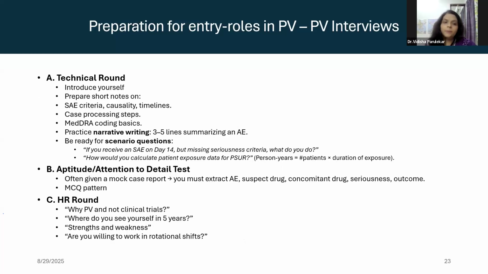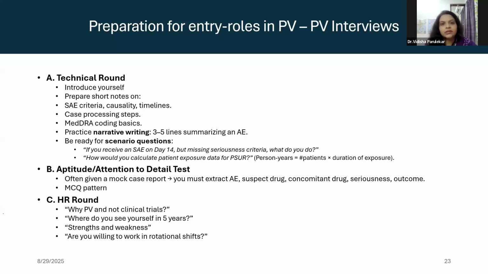Then, when you're preparing yourself for PV interviews, there are 2 or 3 rounds. The 3 rounds are divided into the technical round, the aptitude or attention to detail test, which is a soft skill, and then the HR round. The questions with respect to those rounds are not limited to those rounds. For instance, if there are questions related to the HR round, they can be asked in the technical round as well.